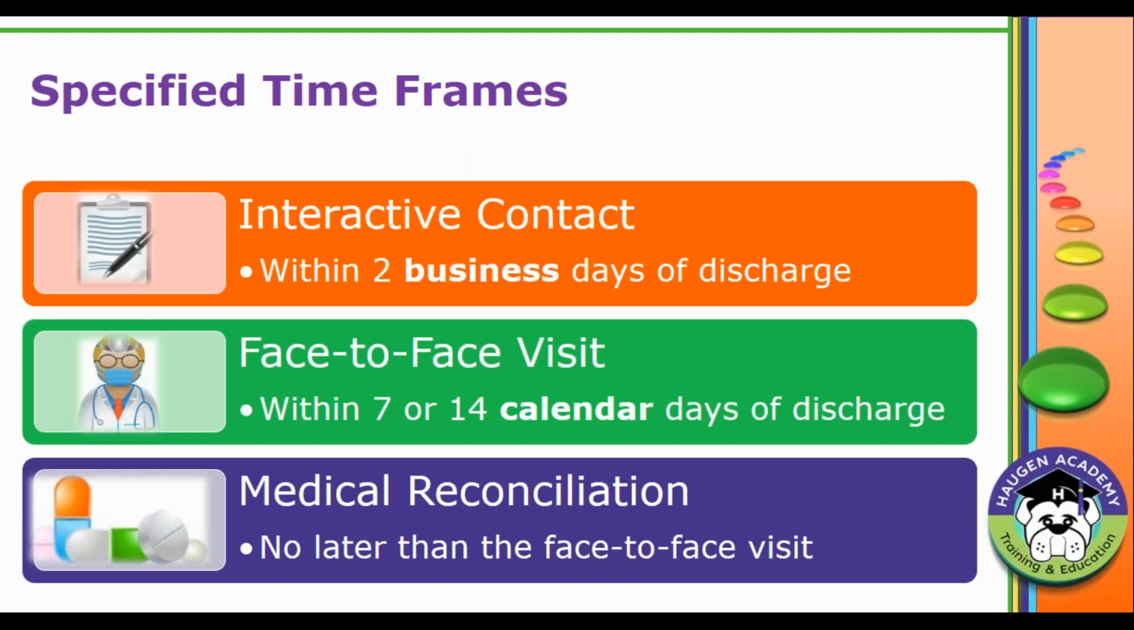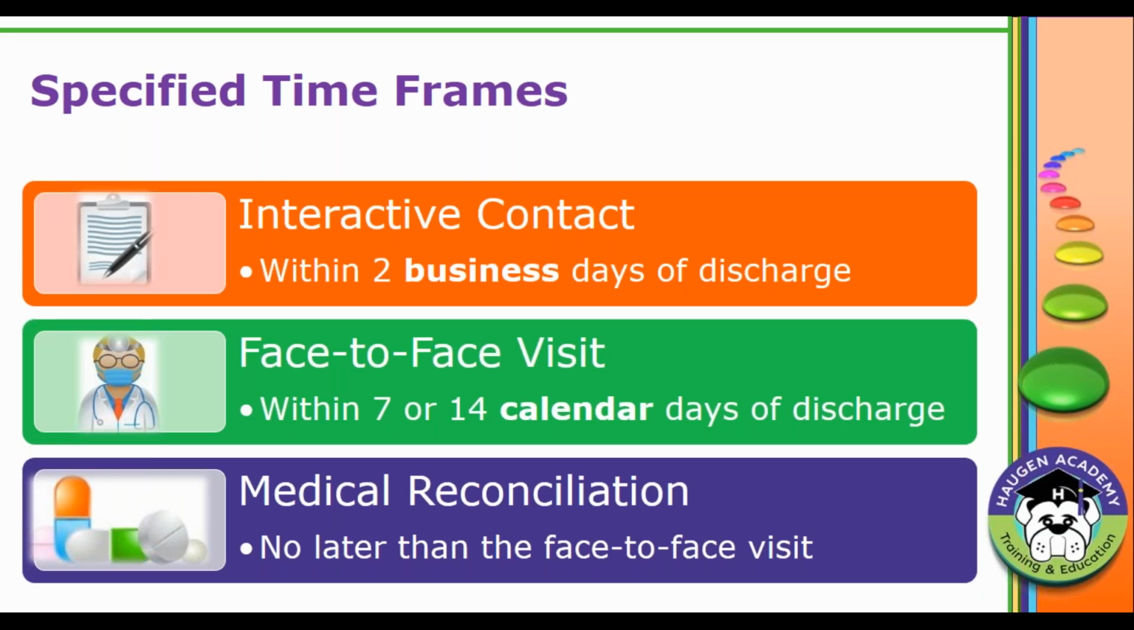So the first one is interactive contact. That's required to be with the patient or caregiver and must be within 2 business days of discharge, so 2 business days. For the purposes of TCM, the Transitional Care Management Guidelines say that business days are Monday through Friday, except holidays, and that's without respect to normal practice hours or date of notification of discharge.